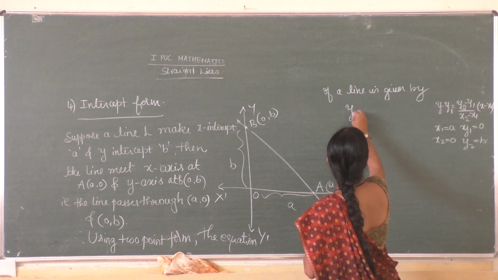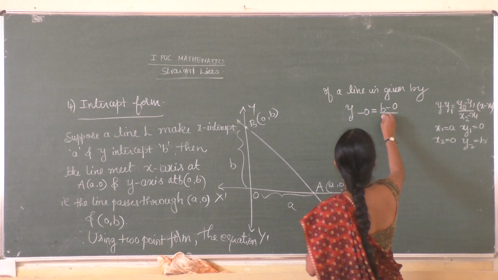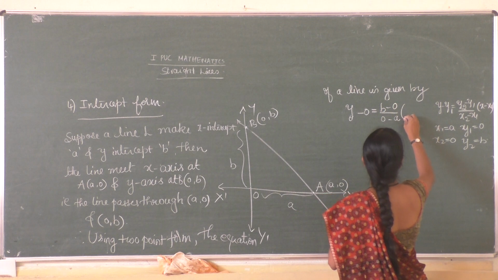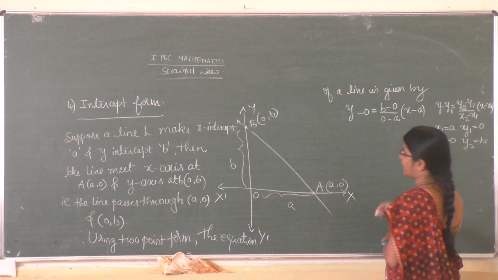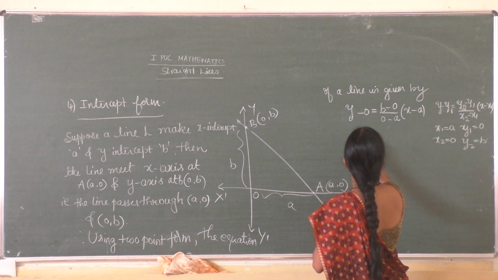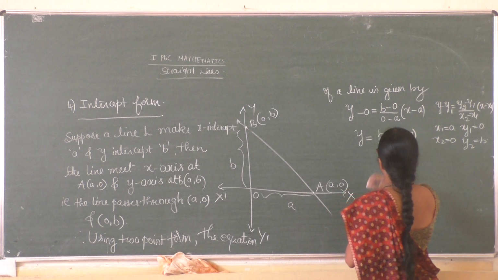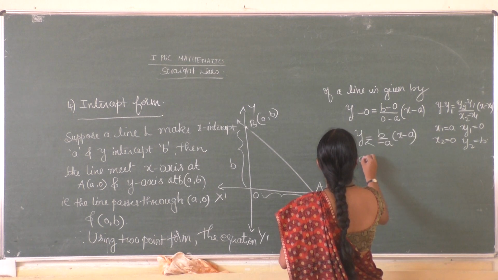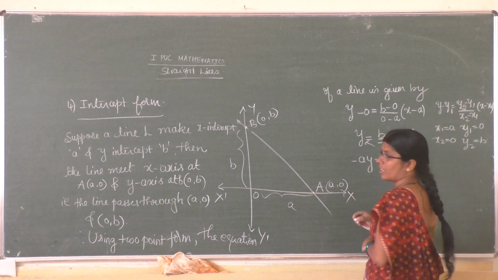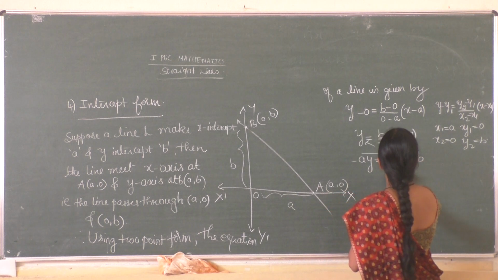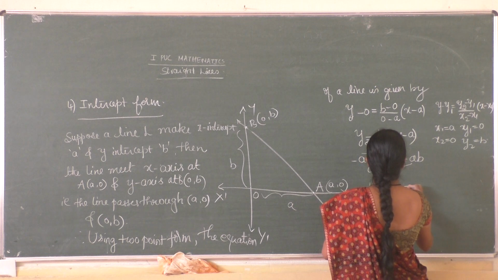So y minus 0 is equal to (b minus 0) divided by (0 minus a) into (x minus a). So y is equal to b by minus a into (x minus a). Cross multiply here: minus ay is equal to bx minus ab. You bring this term here and this term here. So what we have? bx plus ay is equal to ab.